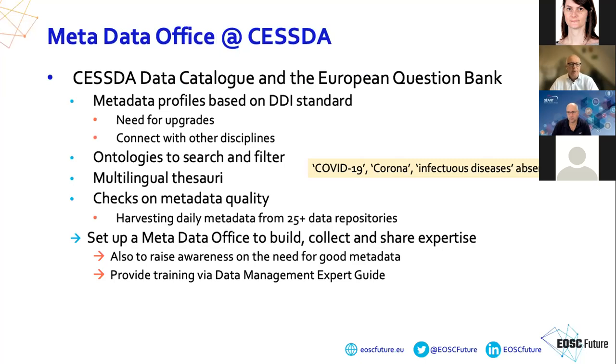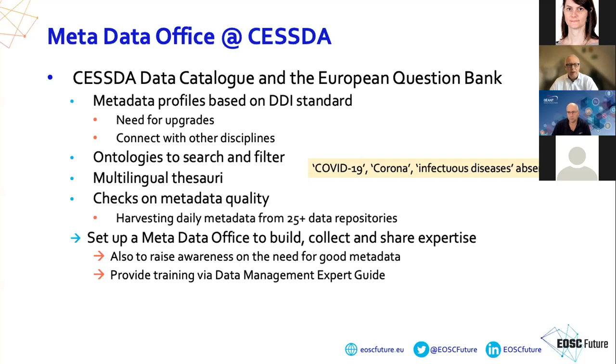The other example is the metadata office, or dealing with metadata at CESSDA, which is a distributed social science data service. We have our data catalog, taking metadata every night from 25 plus data repositories. And we base these metadata on a DDI standard. And yes, we have ontologies, we have the multilingual thesauri, but for example, 2 years ago, there was nothing in it on COVID or Corona or infectious diseases.